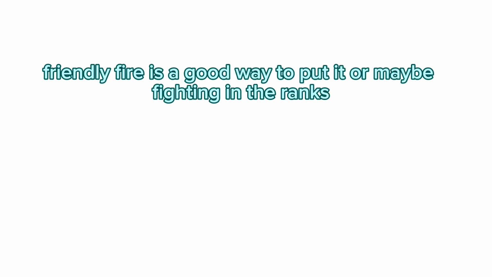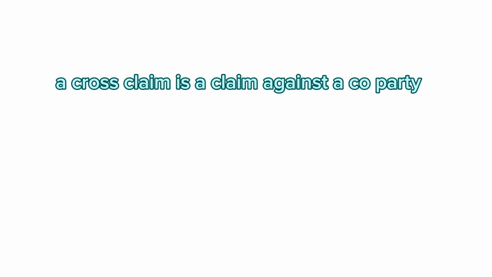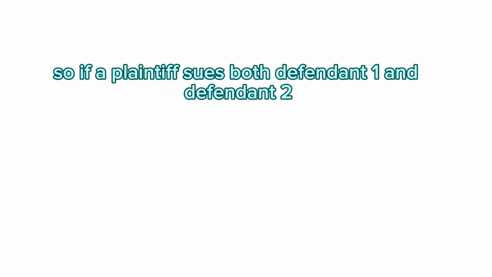Okay, so that's fighting back against the person suing you. But what about friendly fire? The outline mentions cross-claims under Rule 13(g). Friendly fire is a good way to put it, or maybe fighting in the ranks. A cross-claim is a claim against a co-party. So if a plaintiff sues both Defendant 1 and Defendant 2, and then Defendant 1 decides to sue Defendant 2. Why would they do that? Aren't they supposed to be on the same side defending against the plaintiff? Usually, they're trying to shift the blame.